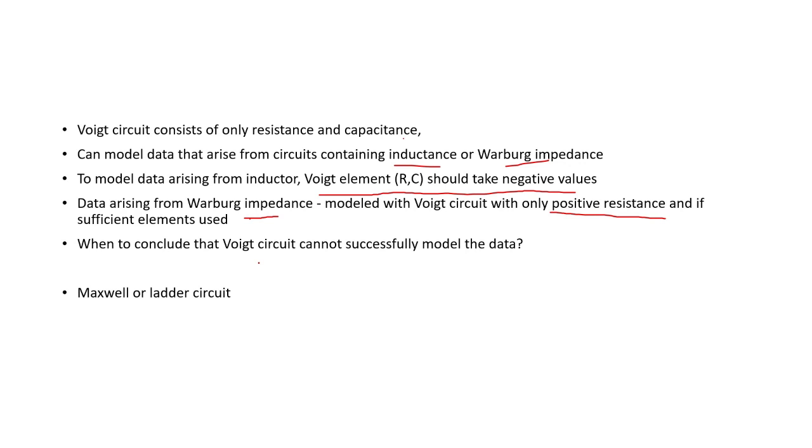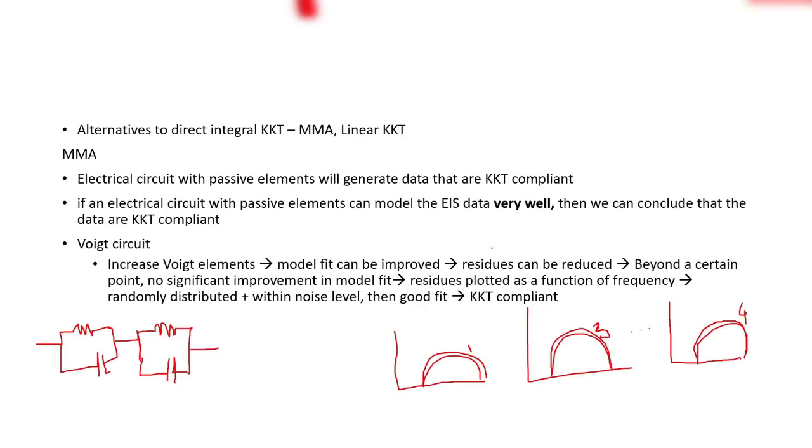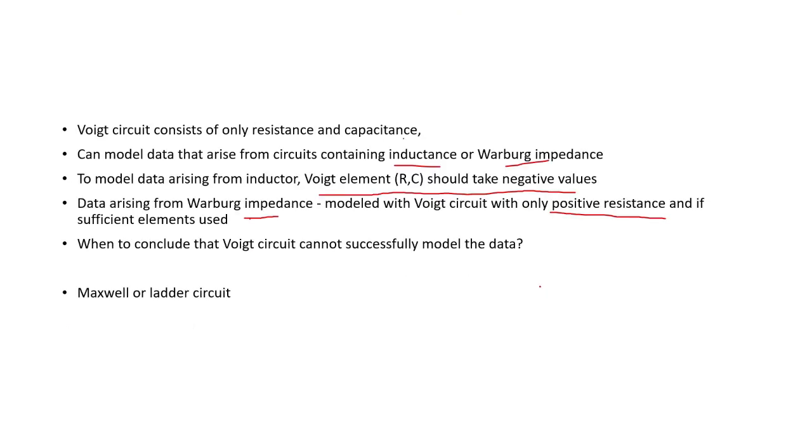Now when to conclude that a Voigt circuit cannot successfully model the data? As I told before, I'll be finding the residue and plotting it versus frequency. It is required that it should be randomly distributed. If it has some particular pattern, I can say that this data cannot be modeled using a Voigt circuit. That is what it means. Now, is it only the Voigt circuit that I can use to model the data? No, I can also go for the Maxwell and the ladder circuit.